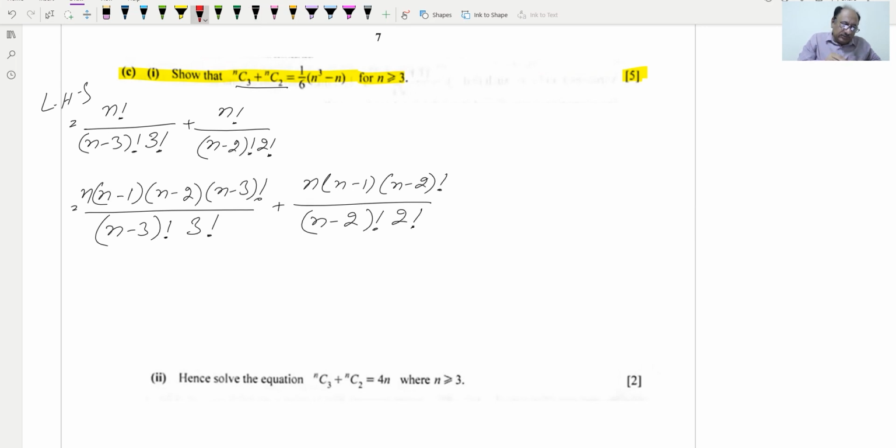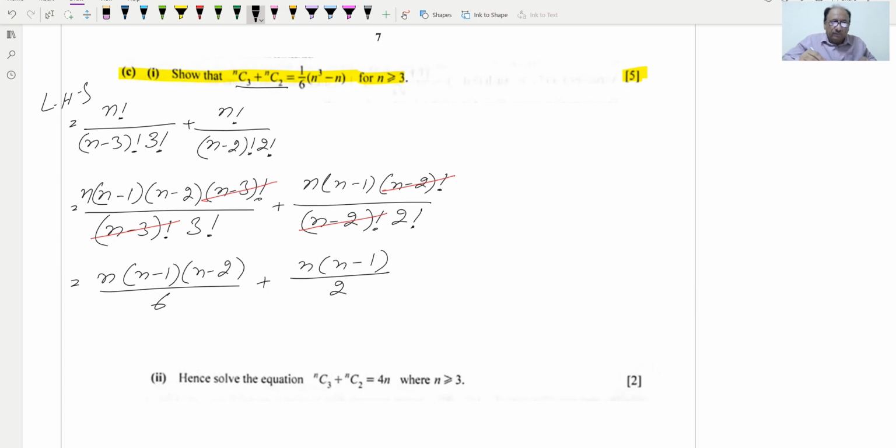Further we can cancel, this is cancelled with this, and this will be cancelled with this, and now the remaining portion is what? Remaining portion we can write here n into n minus 1 into n minus 2 over 3 factorial, which is 3 into 2 into 1, which is 6, and plus n into n minus 1 over 2 factorial, which is 2. Now we can take LCM, or we can take 1 by 6 common.